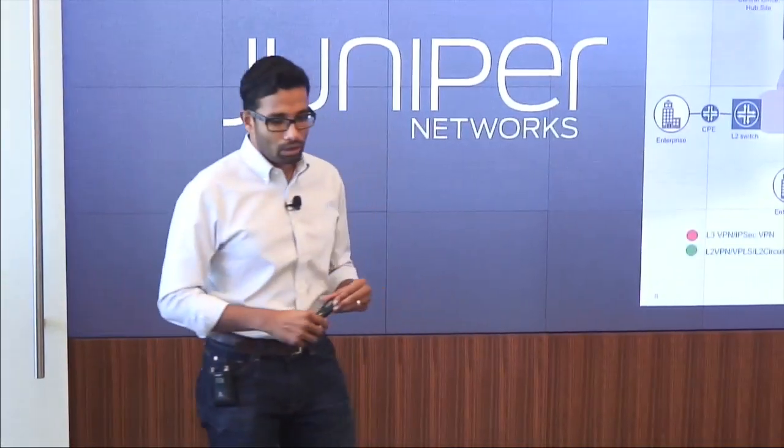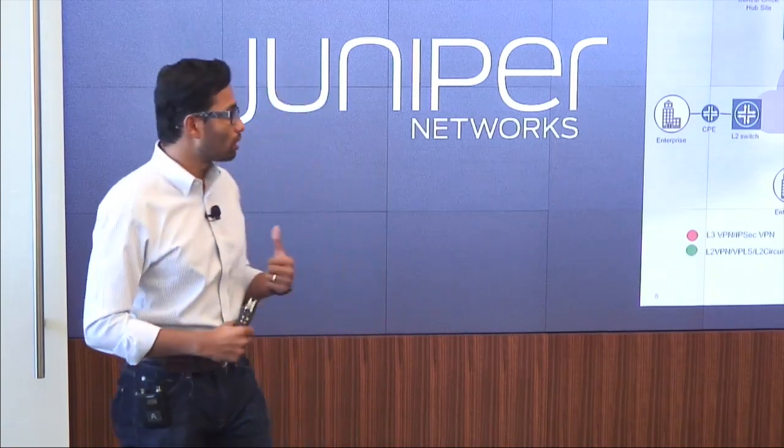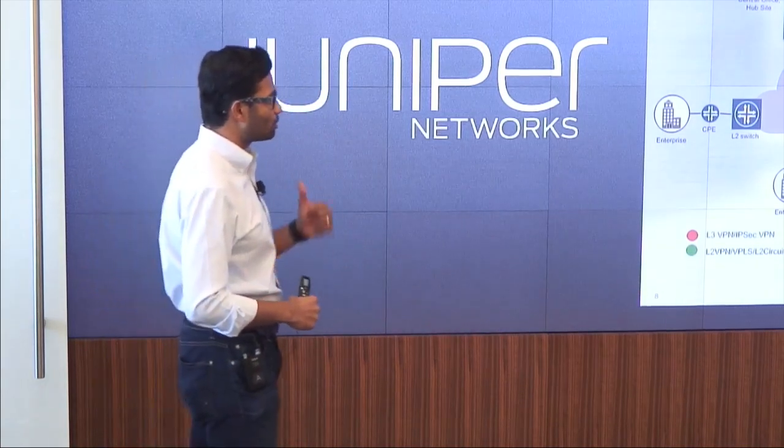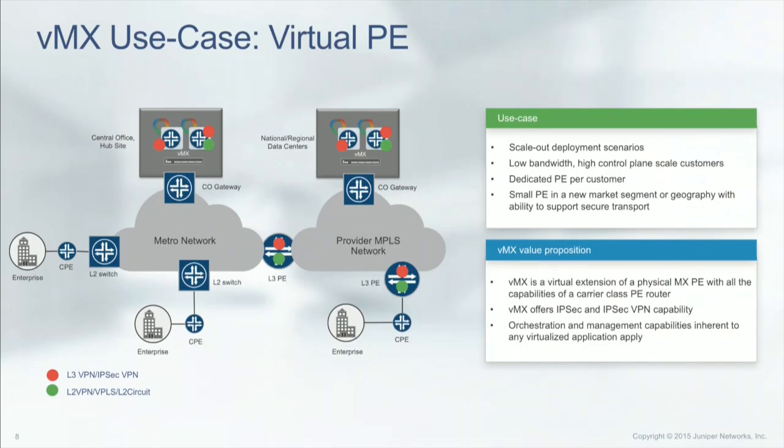All right, so let me talk about the use cases, and then we're going to head into a small licensing section and go into the demo. The first use case is the virtual PE, where essentially a service provider is using VMX to provide a layer 3 VPN service, layer 2 VPN, layer 2 circuit, VPLS, what have you. Any sort of carrier-like services that you would offer to an end user, you can offer using the virtual MX.